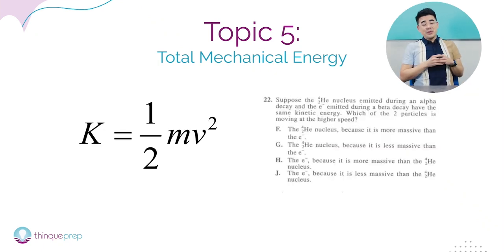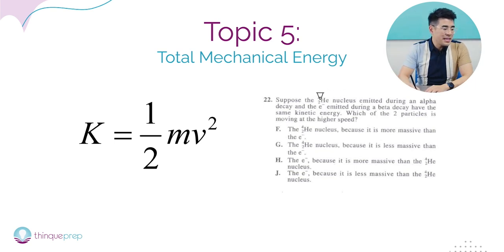So here's a bonus question that I found that was extremely tricky. It requires a little bit of outside knowledge from chemistry too. And so we have a helium nucleus that was emitted during alpha decay and an electron during beta decay. And they have the same kinetic energy. I've included the formula here for you. Which of the particles is moving at the higher speed?